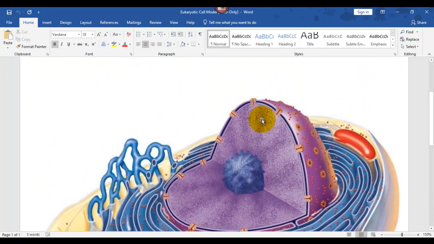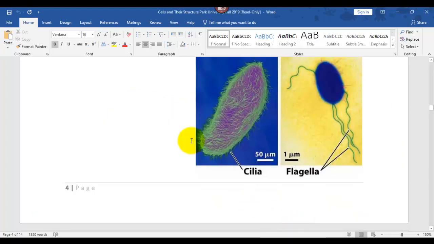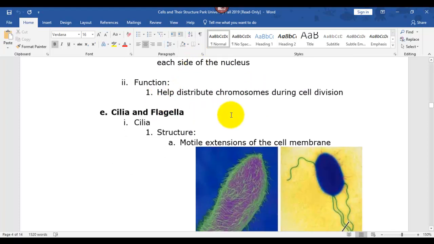We do have, as human beings, your respiratory tract is ciliated. It's to trap all the dirt and everything you breathe in. And then sperm have a tail. The only human cell that has a flagella is a sperm. So overall, it is movement. It says hollow-barreled organelles that are found on each side of the nucleus. I'm sorry, wrong definition. Motile extensions of the cell membrane.